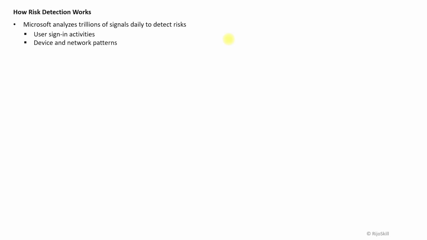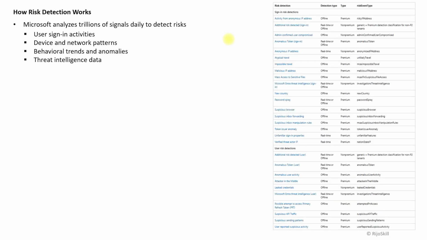Next is how risk is detected. Microsoft analyzes trillions of signals daily to detect risk. You already know Microsoft is a large organization and a large SaaS provider for Office 365 and the Azure portal, so they calculate different types of signals, a trillion signals in one day. These include user sign-in activity, device and network patterns, behavior trends, anomalies, and threat intelligence data. Here you can see some of the risk detections, such as anonymous IP address, attacker in the middle, and admin confirmed user compromised. Different types of signals are calculated each time.